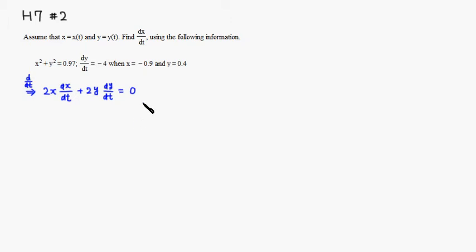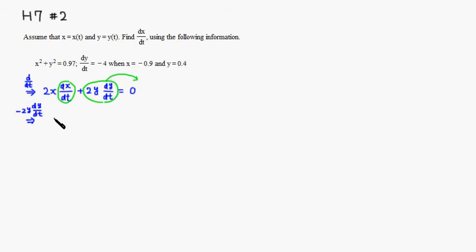Then we are looking for dx over dt, so this is the one we want to keep. Let's try to isolate it. First thing I would do is subtract 2y dy over dt, so that we can put this term over to the other side.